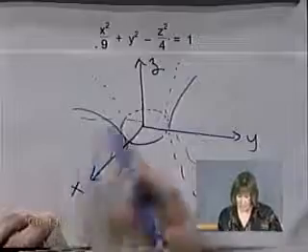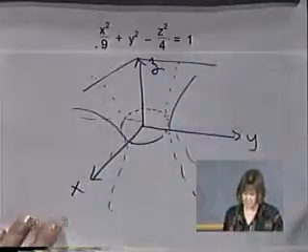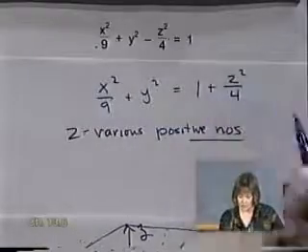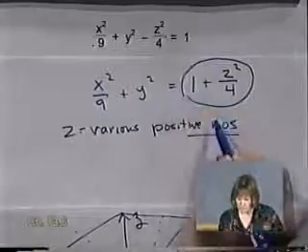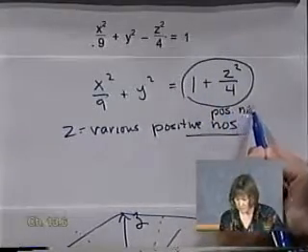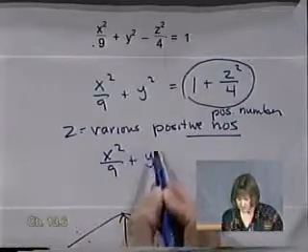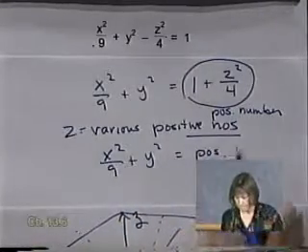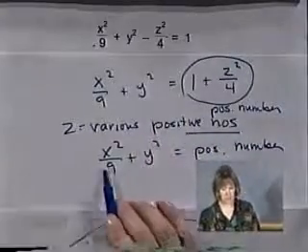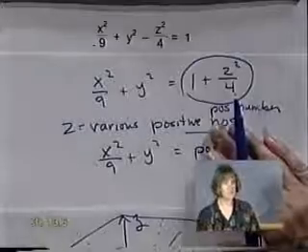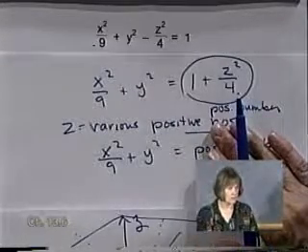Now I want to say when I move up here, what's happening is I slice it along the z-axis at various heights. Okay, now I'm letting z equal various numbers. Suppose I let z be like a 1 or a 2 or a 3. Do you see this number right here is a positive number? And if that number is a positive number, what is the graph of x squared over 9 plus y squared equals some positive number? What is it a graph of? An ellipse.